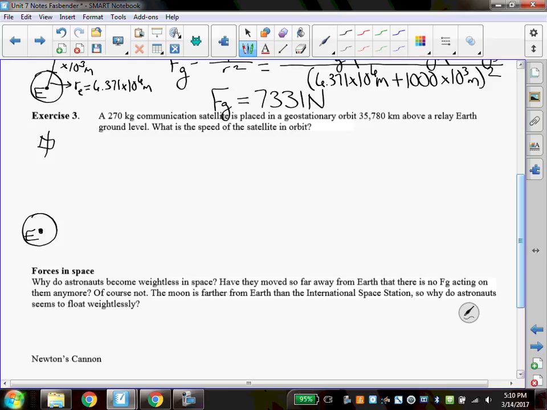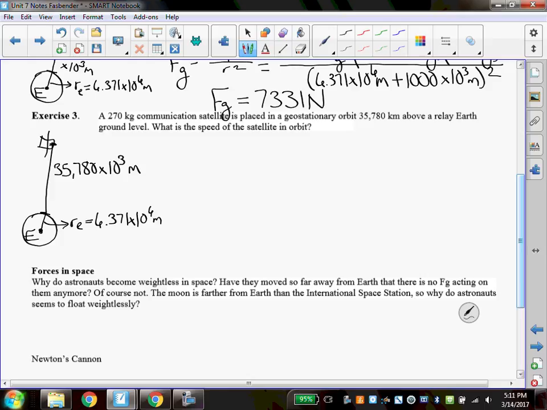From the center of the Earth to the surface of the Earth is our radius of the Earth, 6.371 times 10 to the 6th meters. And then from the surface of the Earth out to this satellite, that's another 35,780 times 10 to the 3rd meters, because we want everything to be in meters. Everything, everything, everything.